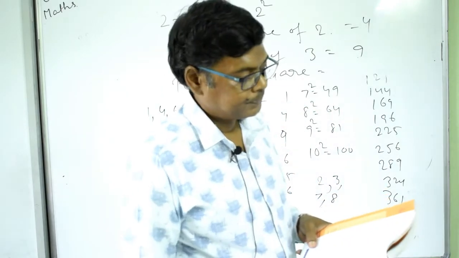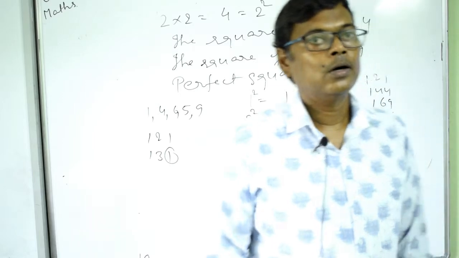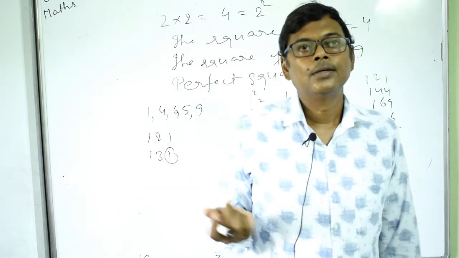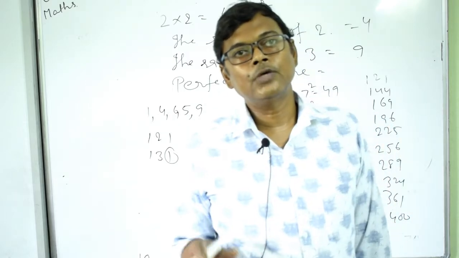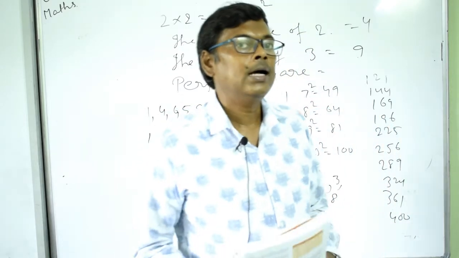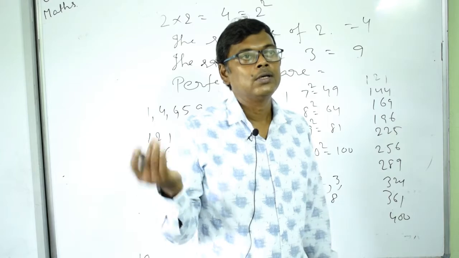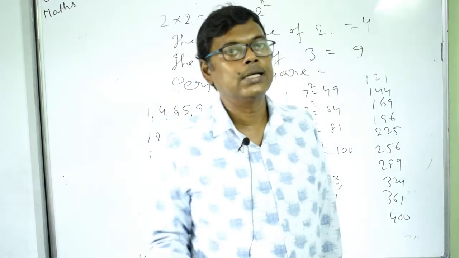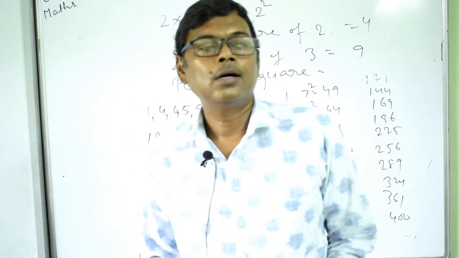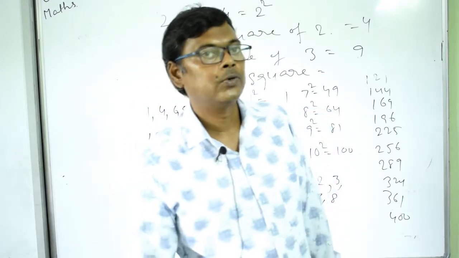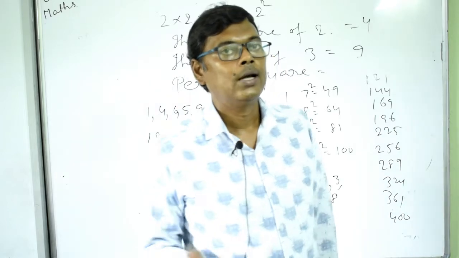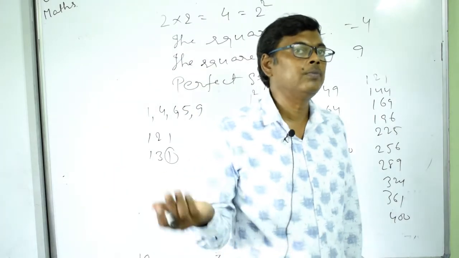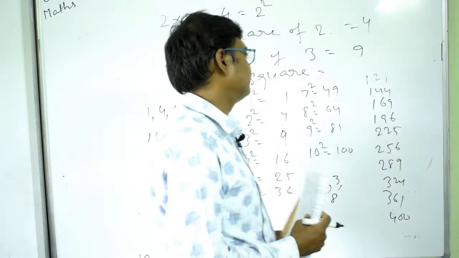Another property is that if a number is a perfect square and there are zeros at the ones place or the tens place, then the zeros must come in pairs. If you have only one 0 at the ones place, it will never be a perfect square, and if you have two zeros, it may or may not be a perfect square.